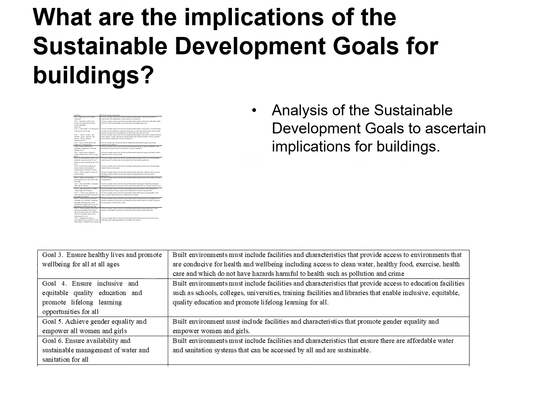One of the first things we do in the paper is look at the implications of the SDGs for buildings. We take each of the SDGs, unpack it, and extrapolate the implications. There's quite a nice table in the paper that shows those implications.